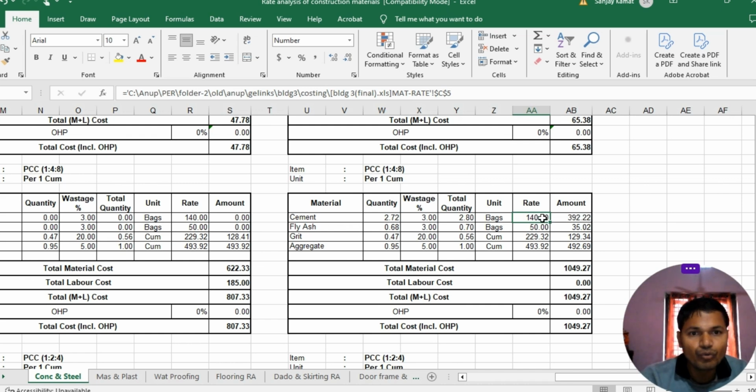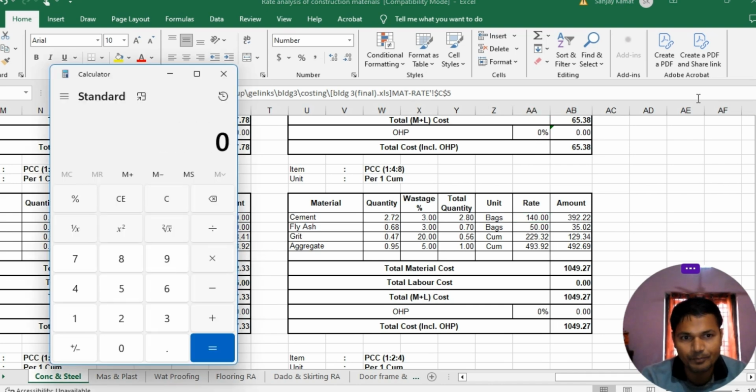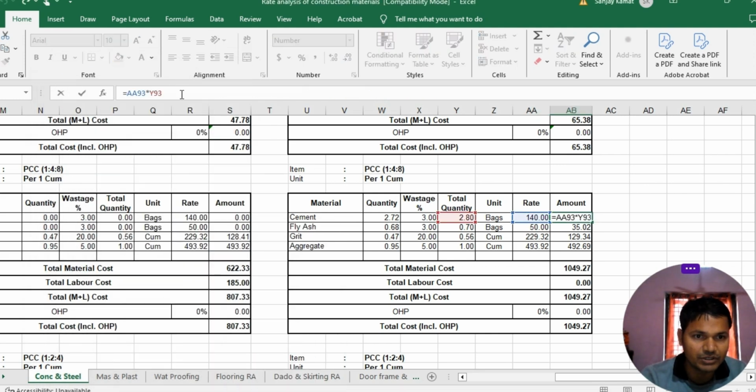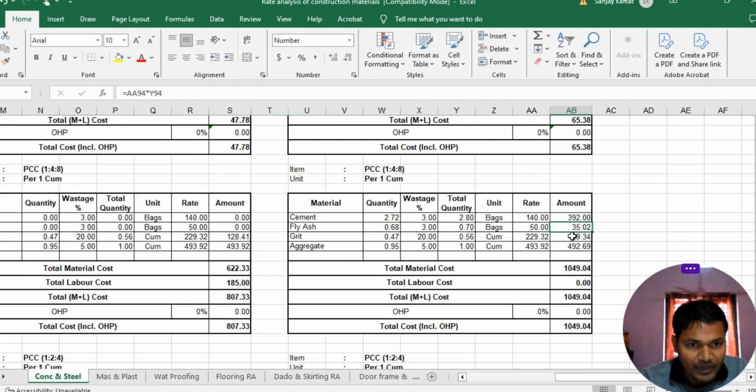Okay, so once we know the rate and the total quantity, we can multiply. Let's multiply, how much is it coming? 140 multiplied by 2.80. This value is not accurately correct. So 392 only is accurate. After multiplication, whatever value comes, we have to write in this column.